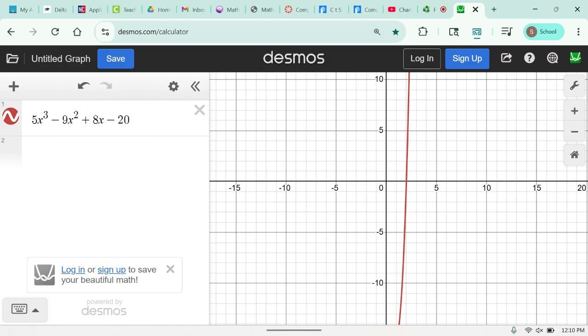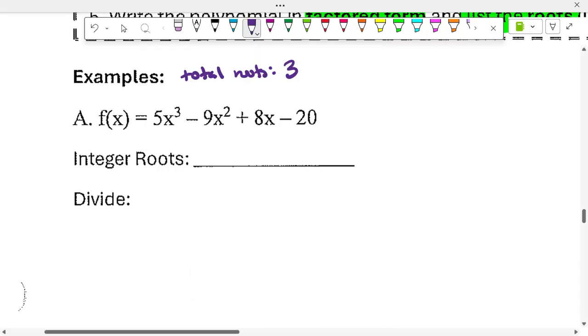Now, how many times does that cross the x-axis? Once. So if we click on that, my first root is 2, 0. So the root itself would just be 2. So that's my only integer root, 2. Since we know for a fact that it is a root, we can use synthetic division to divide that root into this polynomial, because since it's a root, that means it's a factor.